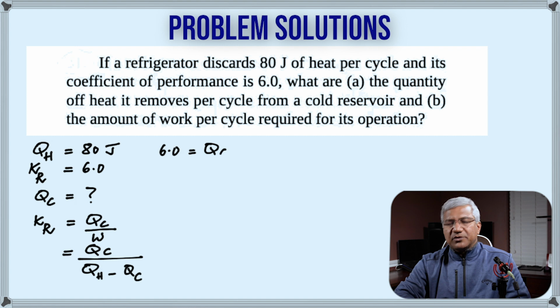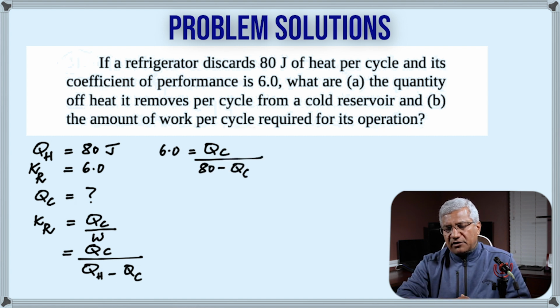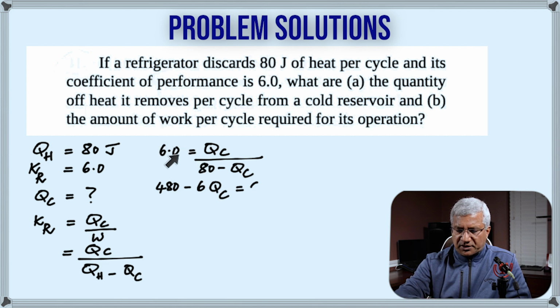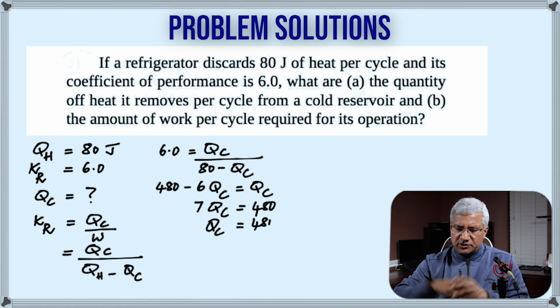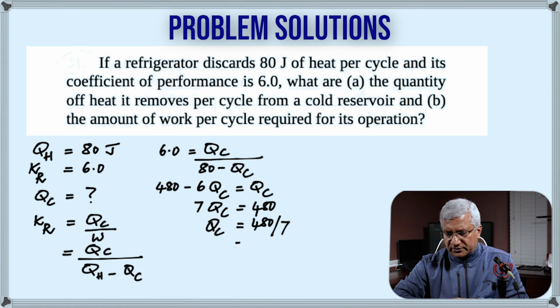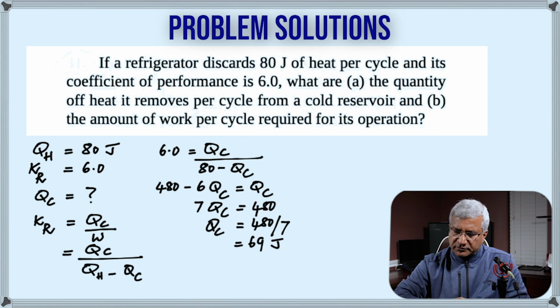And then all we got to do is substitute and calculate. 6.0 is QC by 80 minus QC. We just got to be careful there. Cross multiply. So 80 times 6 becomes 480, and minus 6 QC is equal to QC. Therefore, take this to the other side. You get 6 QC plus QC, which is 7 QC, is 480. So QC is 480 divided by 7, which is 69 joules.